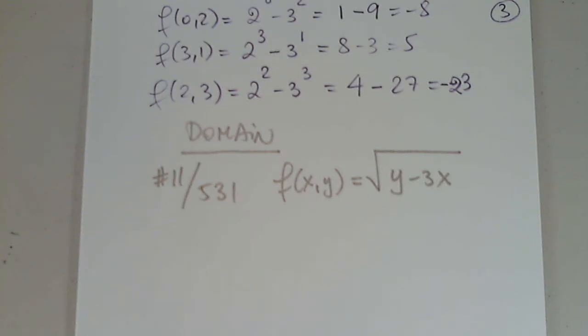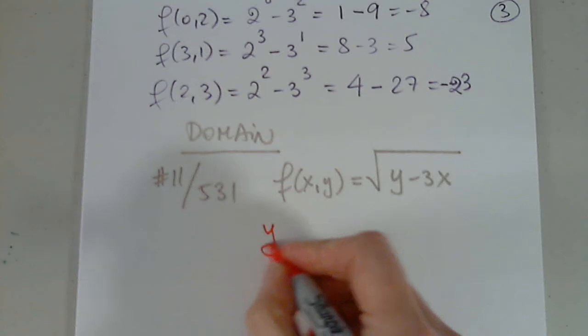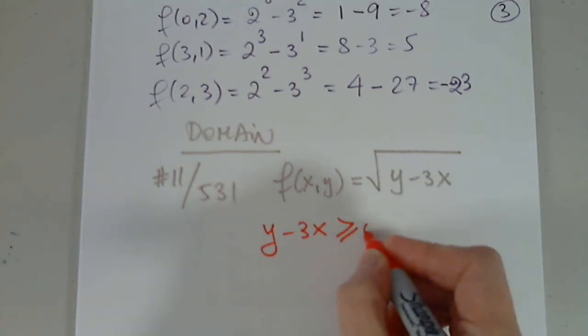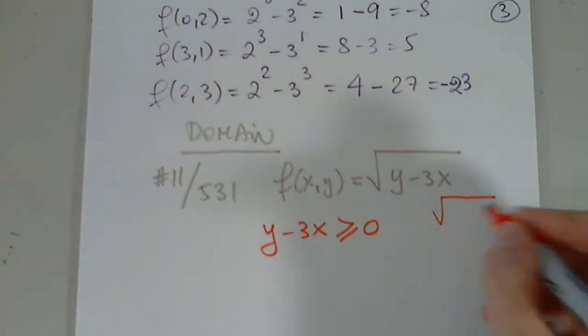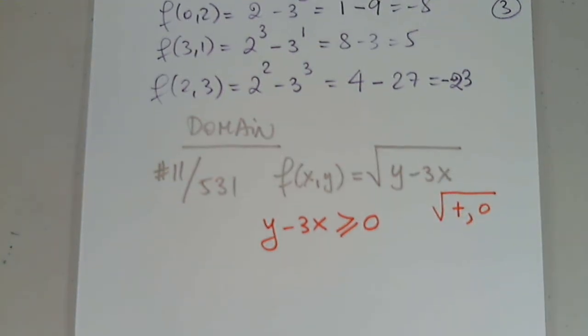Can anyone tell us, remind us, what we need to write? Anyone? Is anyone listening to me? Is it something where we write y minus 3x has to be greater than or equal to 0, because the square root can only be taken from positive numbers or 0.